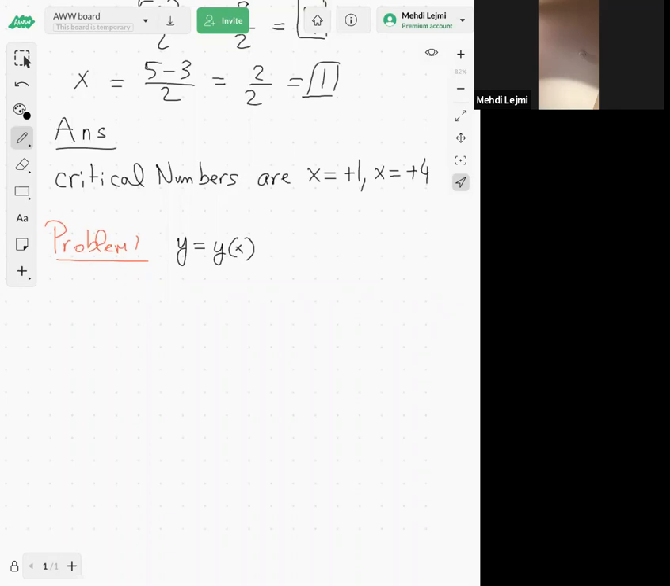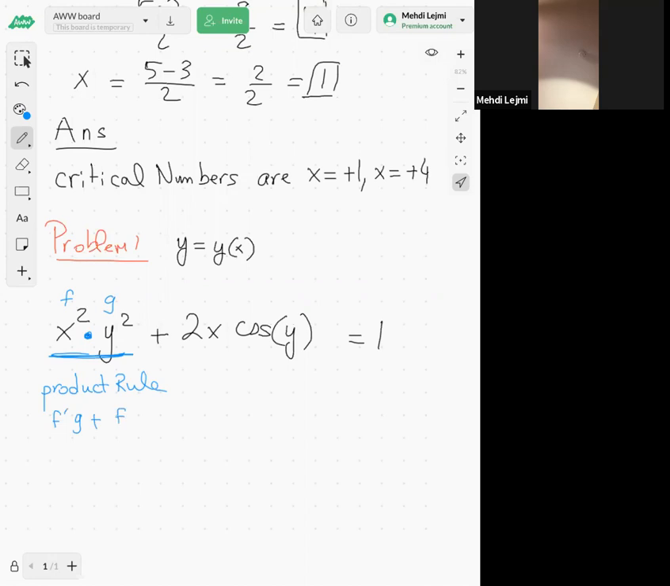Right, so you have this relation between x and y: x squared times y squared plus 2x cosine of y equals 1. And we're going to use the derivative. So first we have this x squared times y squared, right? And this is a multiplication, so it's a product. So we have to use the product rule, which is, if you say this is f, this is g, then it should be f prime times g plus f g prime.